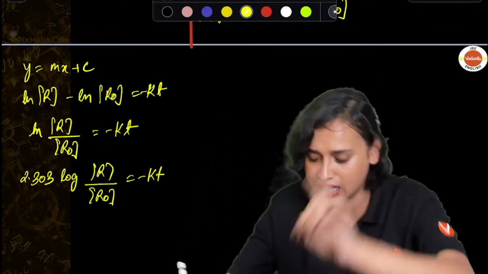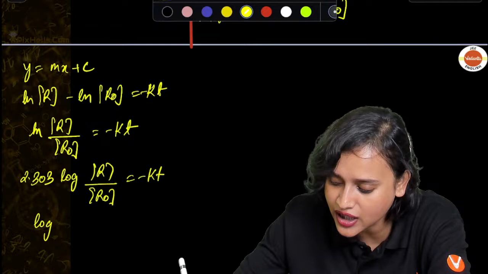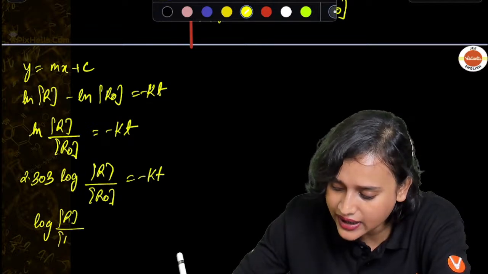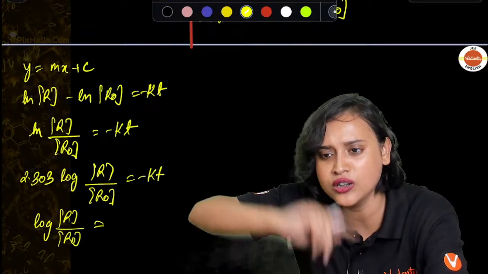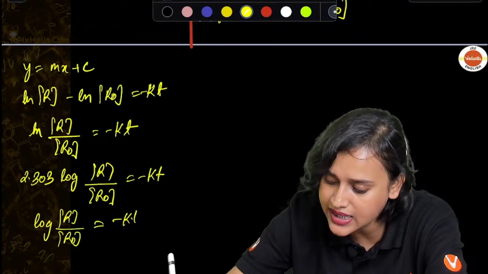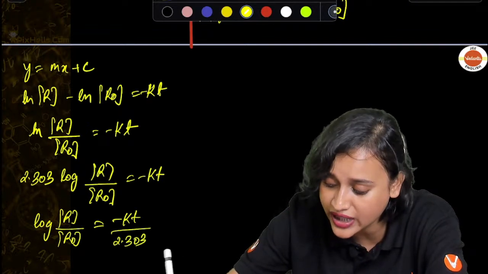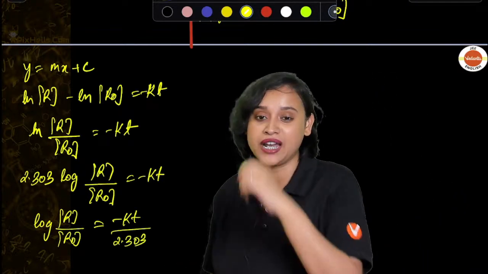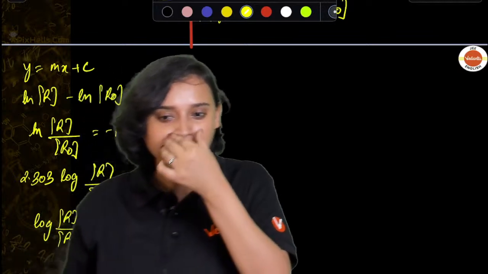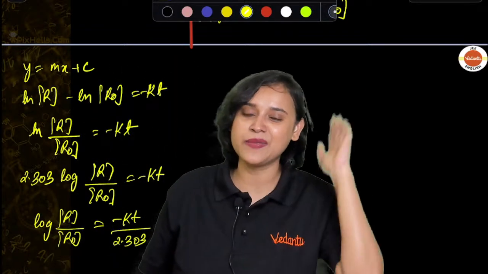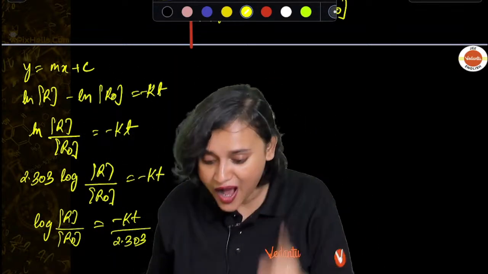Just tweak it a little bit more. What will we see here? We will see that log R divided by R naught. Let us take all the constants to that side. So it will be minus kt divided by 2.303, and this also we can compare with y = mx + c, right? Now you know what we will get?